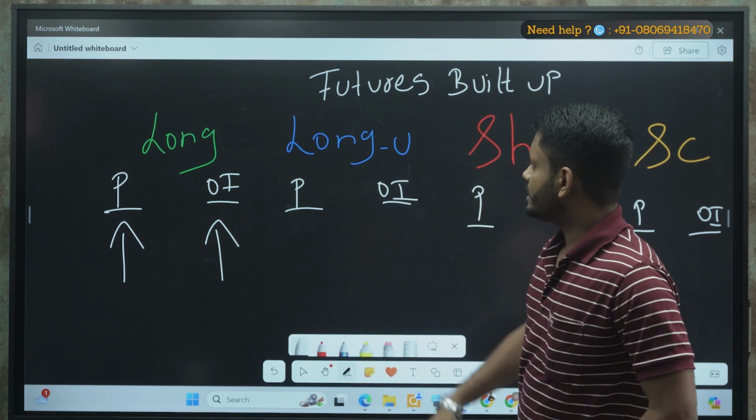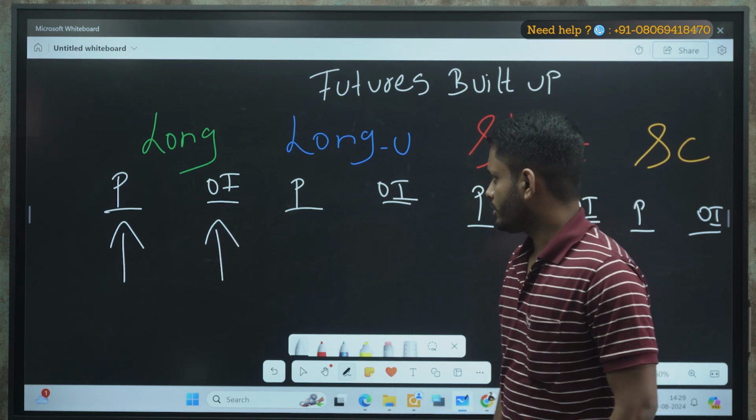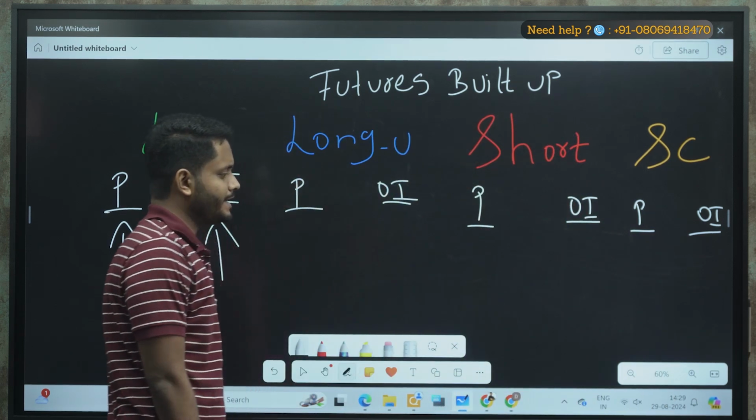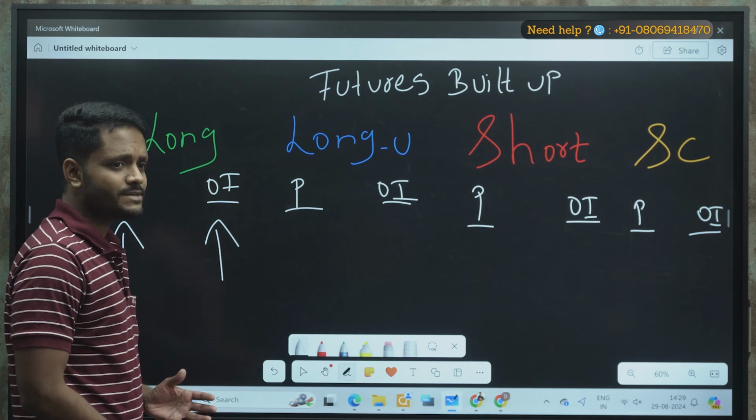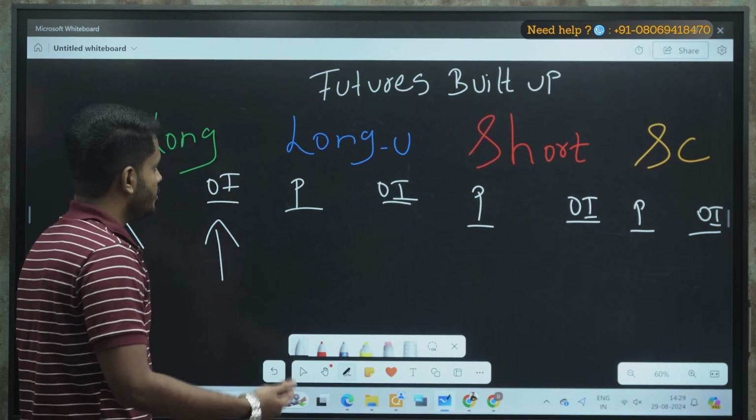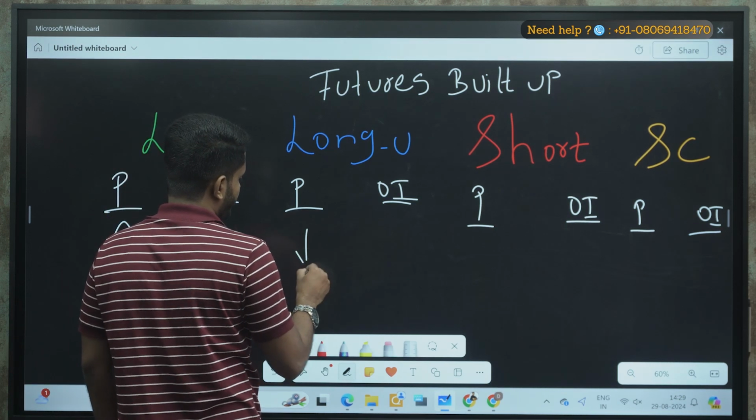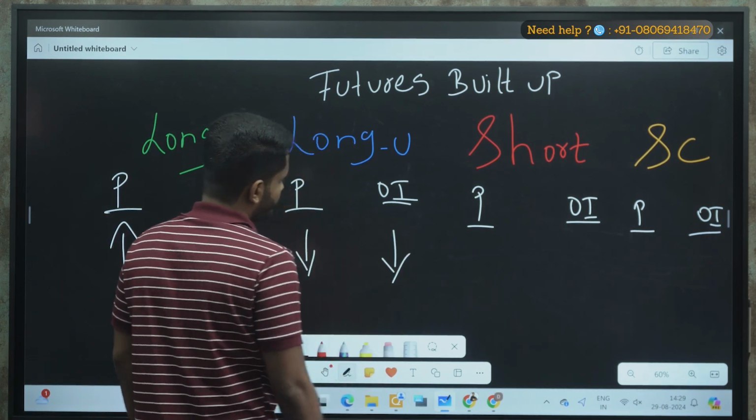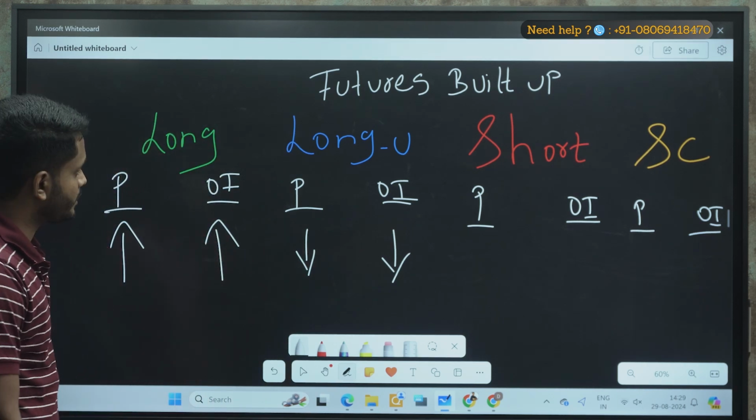Okay, and when it comes to long unwinding, what is long unwinding? Usually people have a misconception that long unwinding and short are one and the same, but that is not the case. You can say in long unwinding the price usually falls down and also the open interest falls down.